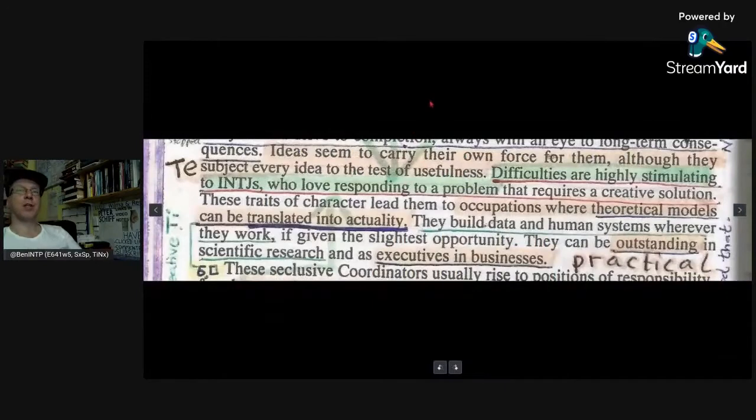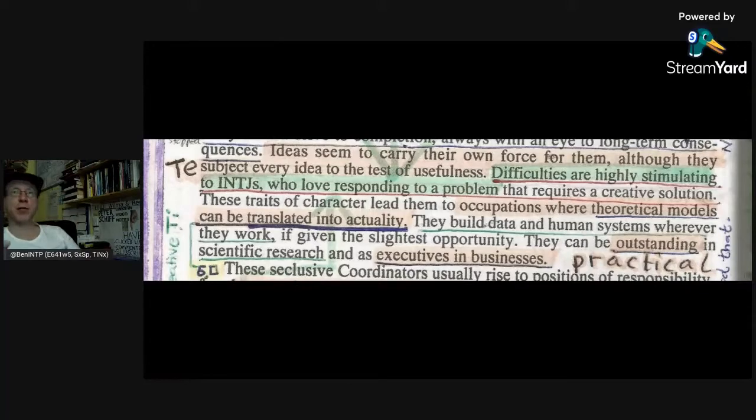So this is from the Kersey profile, and there's some bits in here that I think we could argue are TI. So, ideas carry their own force to them, although they subject every idea to the test of usefulness. Okay, so idea, we can put a tag on there, a TI, and a tag on there of any.